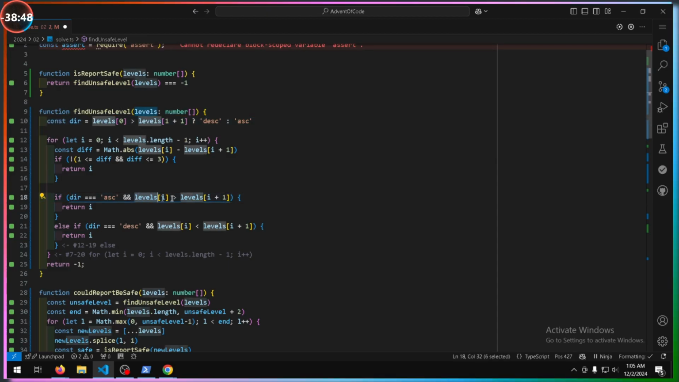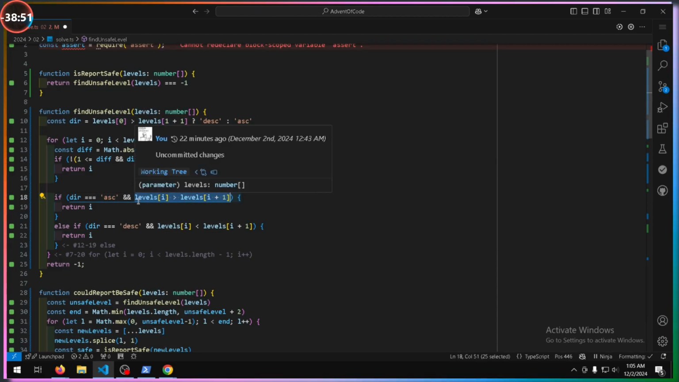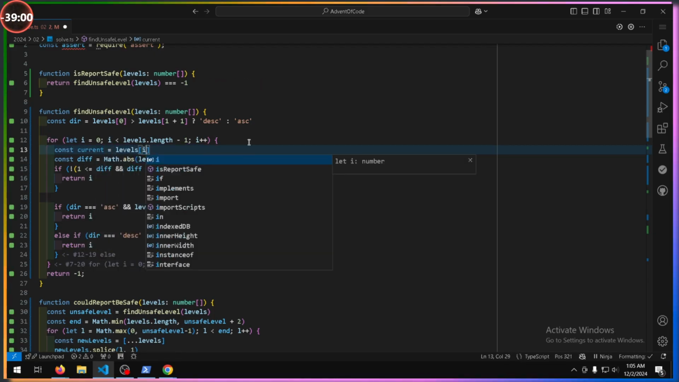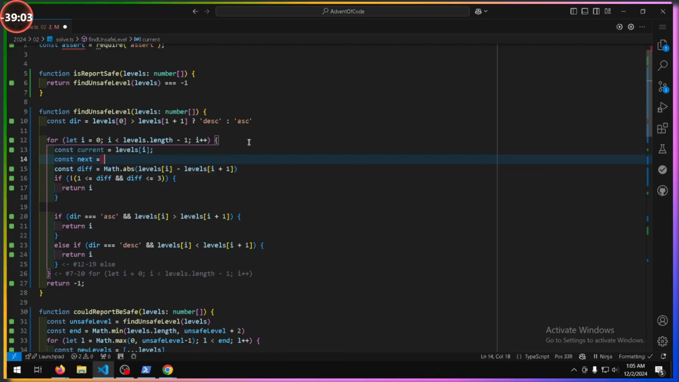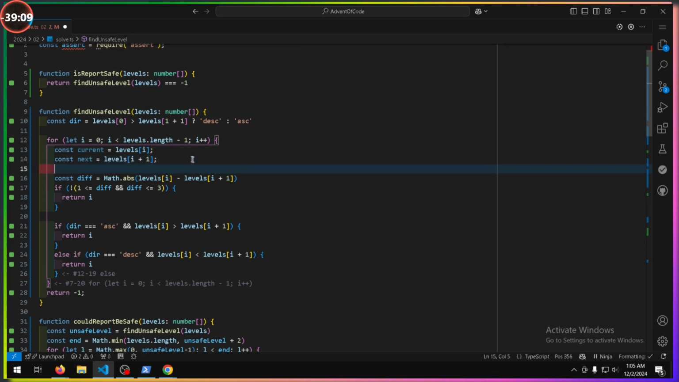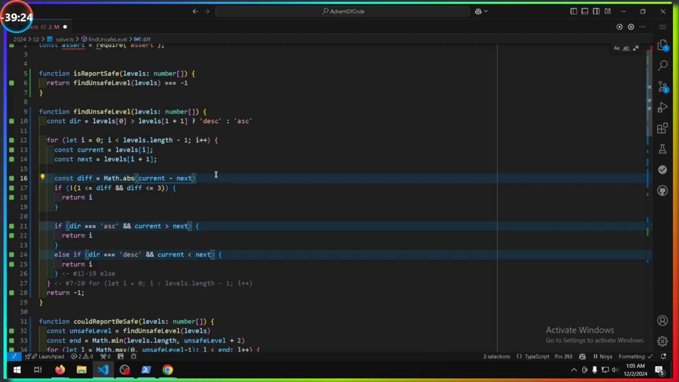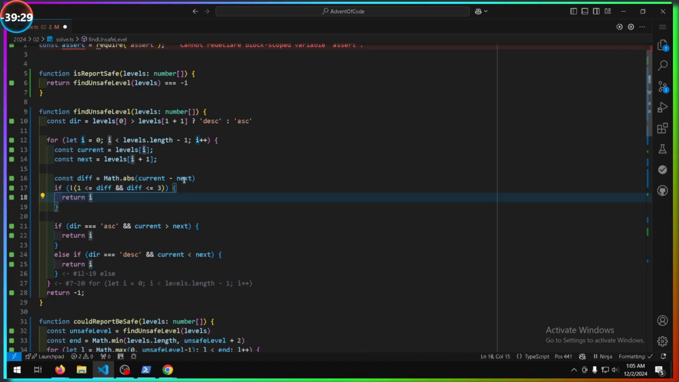Now we can variabilize this even further. So const current equals levels[i], const next equals levels[i + 1]. Again, we're not winning any efficiency awards here, but this is going to make it quite a bit more readable. And that would actually make it more efficient, because less time accessing the thing. Boom, there we go. So if the difference is not between these two values, return i.